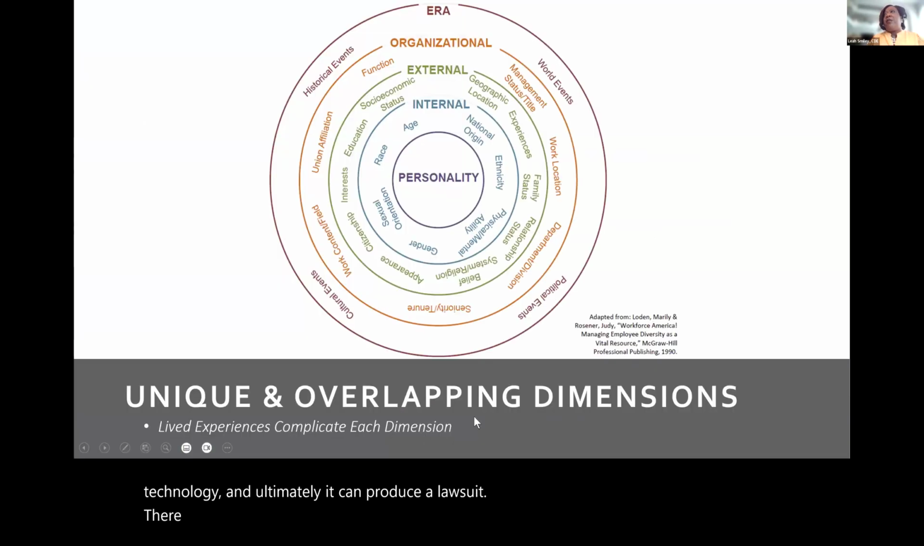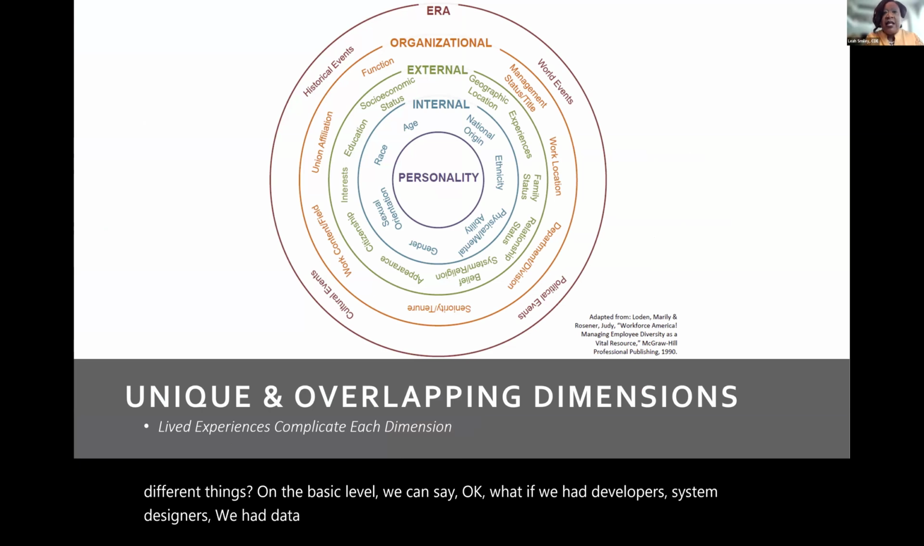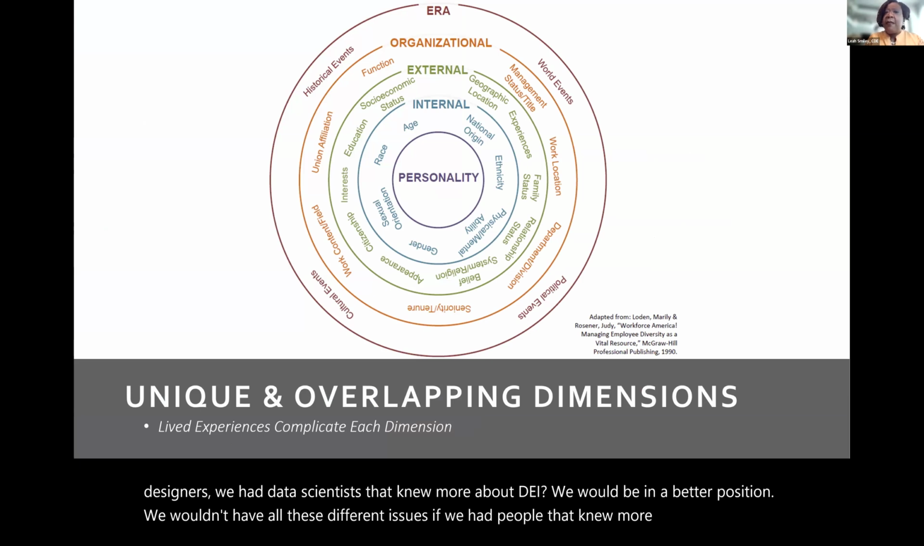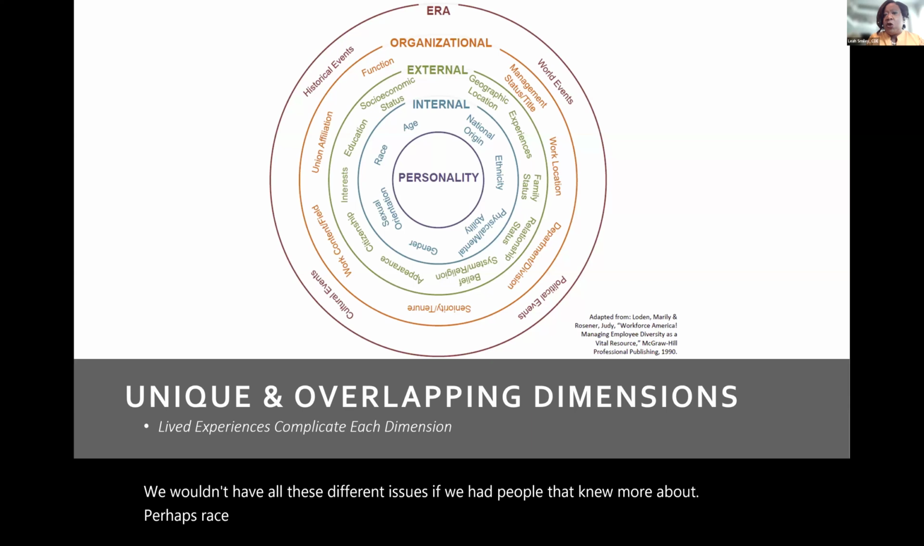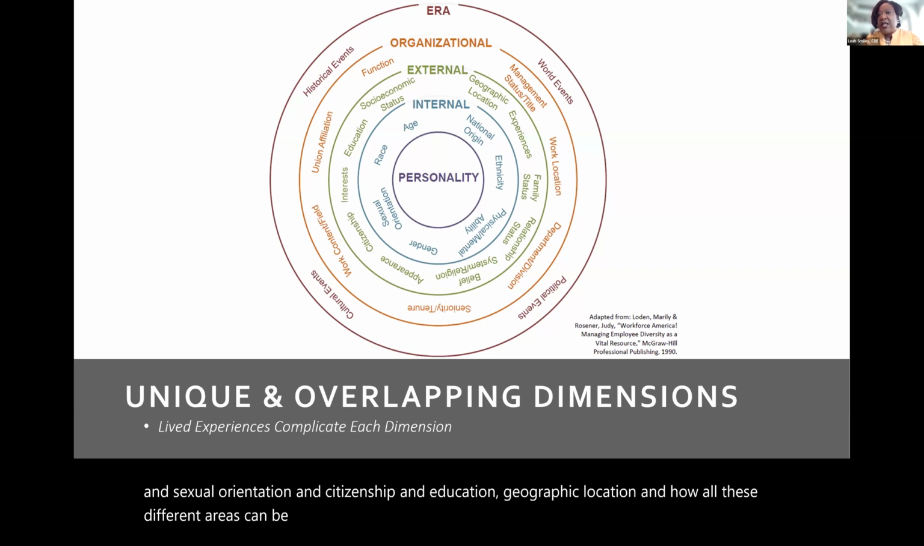There are a lot of things. So from the very basic level, we say, okay, how can we prevent all these different things? On the basic level, we can say, if we had developers, system designers, and data scientists that knew more about DEI, we would be in a better position. We wouldn't have all these different issues if we had people that knew more about perhaps race, age, ethnicity, physical ability, mental abilities, and different disabilities, and sexual orientation, and citizenship, and education, geographic location, and how all these different areas can be proxies on the second level.